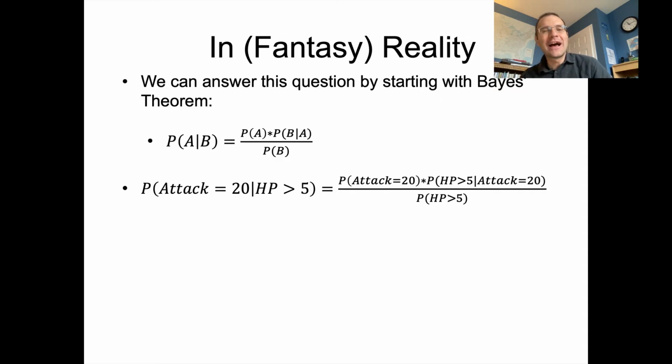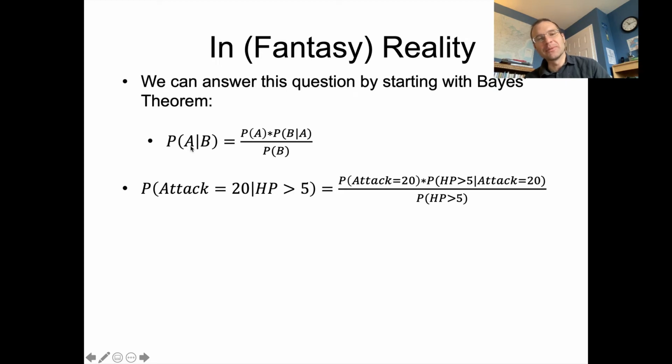right, we can calculate this using Bayes' theorem, and this is the setup we're going to use. So the A event is going to be attack equals 20, rolling a 20 on that attack roll. The B event is going to be the hit points are greater than 5.